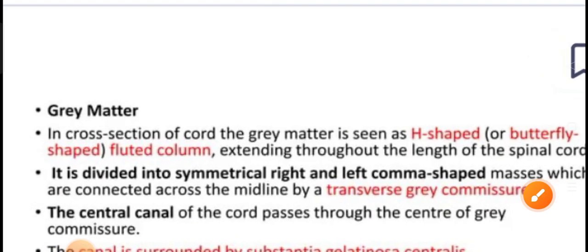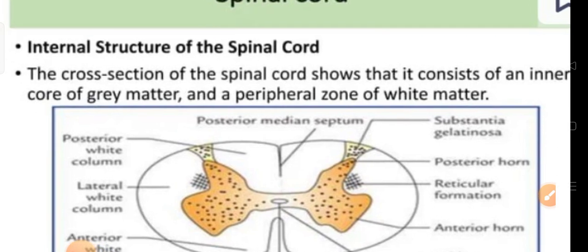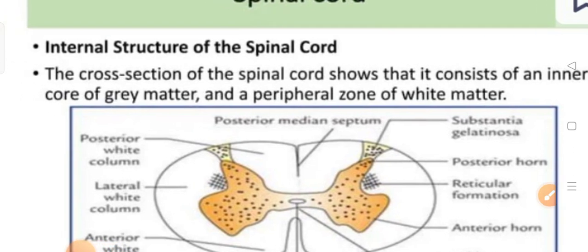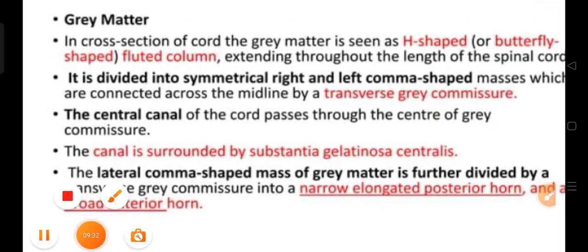Next, coming to the internal structure of the spinal cord. The cross section of the spinal cord shows that it consists of an inner core of grey matter and a peripheral zone of white matter. In cross section of the cord, the grey matter is seen as H-shaped.